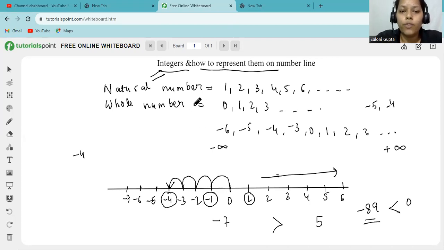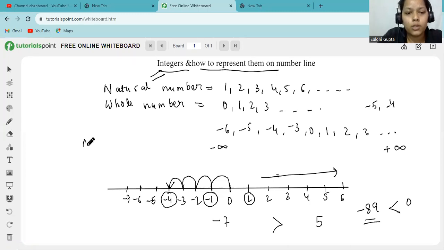So in this video, we covered what the natural numbers, whole numbers, and integers are, how we can represent integers on the number line, and how we can compare integers. We can also learn it and remember it through a diagram.